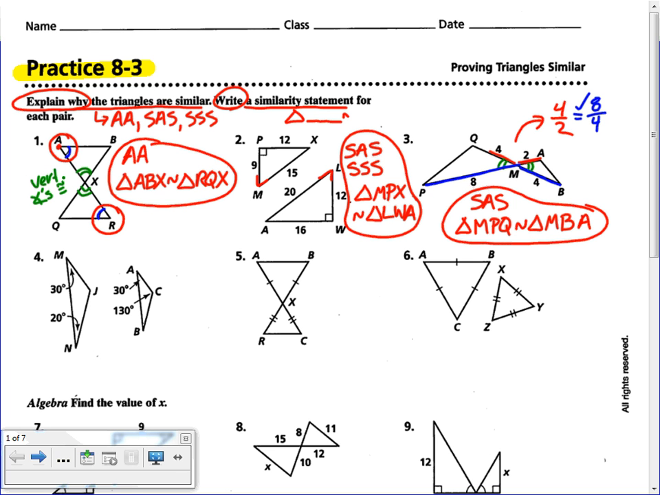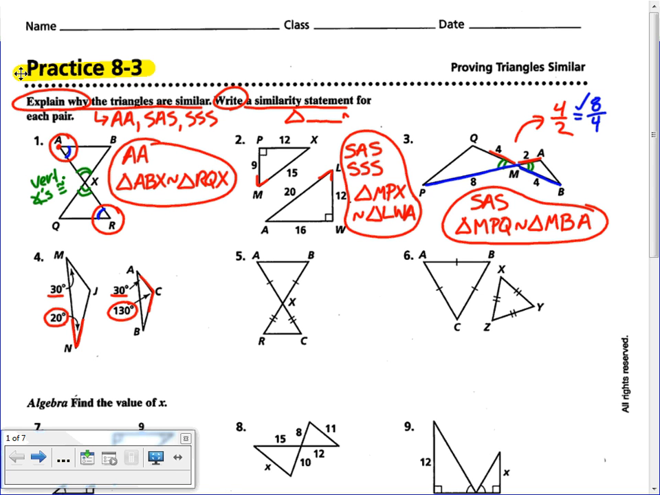Continuing on, number 4. There's no side information given, but lots of angle information. At first glance, I can match up the 30 with the 30. And then I get a little discouraged because I see 20 degrees and 130 degrees, and I think, oh, maybe they're not similar. But wait, the 20 degrees is pointing down to this angle, where the 130 is pointing to the obtuse angle in the other triangle.